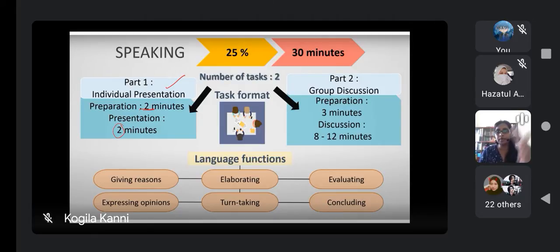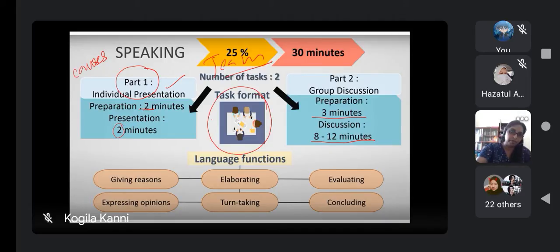Then task 2 comes consecutively. You have 3 minutes to prepare and 8 to 12 minutes to discuss. Bear in mind, the theme they choose may be the same. In part 1, they might ask you to talk about the causes. You will be going in as a group of 4 members, and each one of you will be given a cause, cause 1, cause 2, cause 3, cause 4, which you will present for your individual presentation.